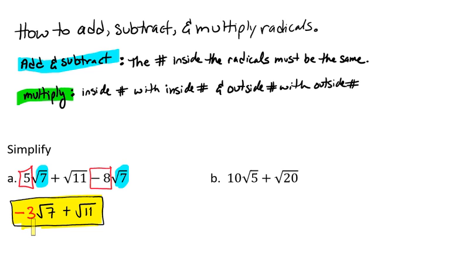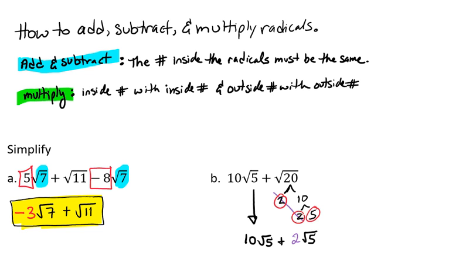Now for our next problem, we have 10 times the square root of 5 plus the square root of 20. Now we can't just say, oh, I can't do it. You need to try to simplify and break down your 20. So 20 breaks down into 2 and 10, and 2 and 5. And because of the square root, we're looking for pairs. And we have a pair of 2's right here, so it would be 2 times the square root of 5. And we're going to bring down our 10 square root of 5.